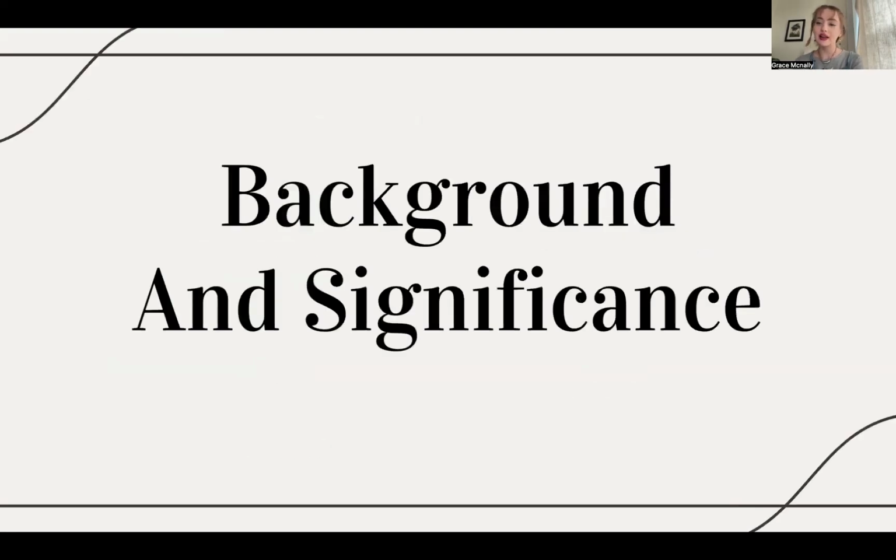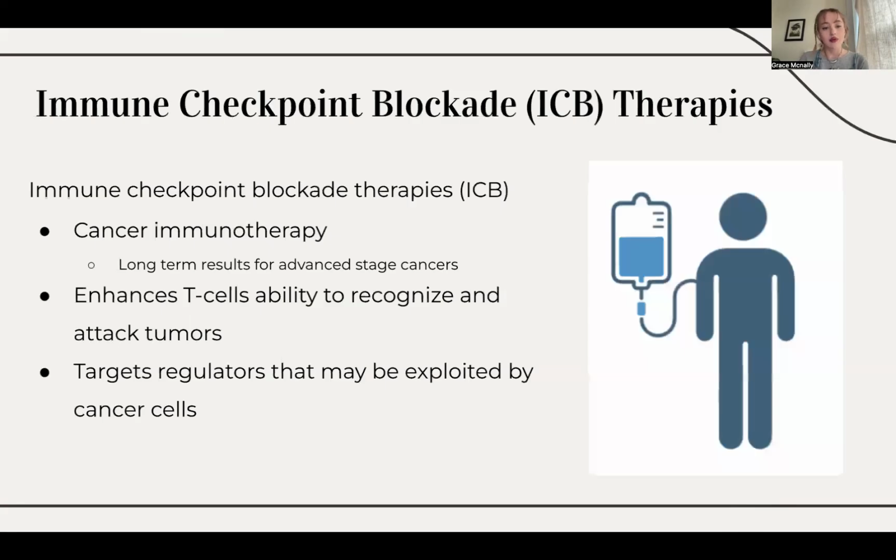So, background and significance. I will first start by discussing immune checkpoint blockade therapies, or ICB therapy. ICB therapy is a type of immunotherapy to treat various types of cancers. The therapy can be very effective, offering long-term and durable results, even in advanced stage metastatic cancers. It enhances the immune system's ability to detect and destroy tumors by targeting immune checkpoint proteins. These proteins normally act as regulators to prevent excessive immune responses, but can be exploited by cancer cells to evade immune attacks. Although this therapy may be beneficial, not every patient responds to this treatment.